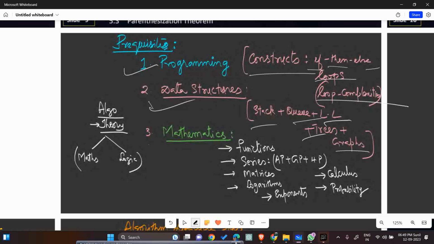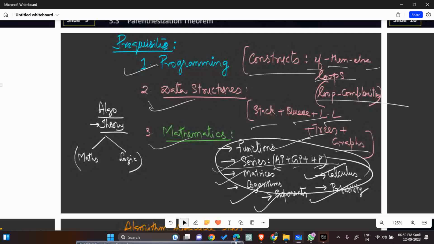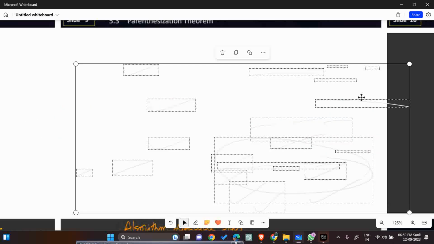Mathematics and functions, how functions work, series, AP, GP. These series are important. Matrix, right? Calculus, logarithms, exponents, probability. These are some mathematical topics which are required in this, right? Algorithm is math plus logic. This is the algorithm theory altogether.